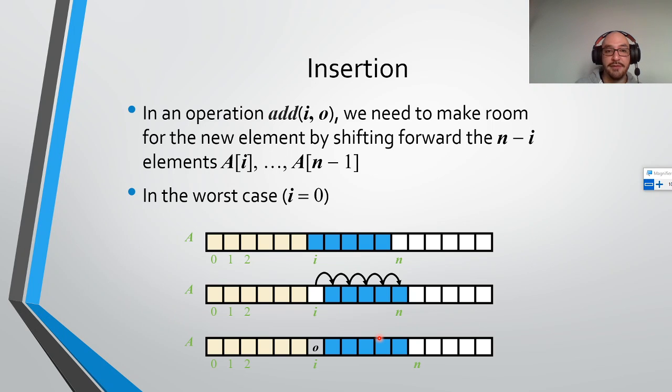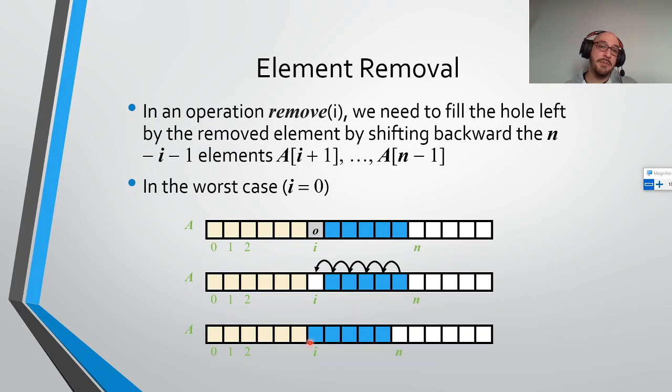Now, what happens, for example, if I insert an element in a particular position? So suppose this is my array and my list has this number of elements. It might not have the array completely full, but I have some elements in there. So if I want to add an element in position I, all of the rest of the elements have to be moved forward a certain amount of positions, so that way I can go and insert the new element into the particular position that I have defined.